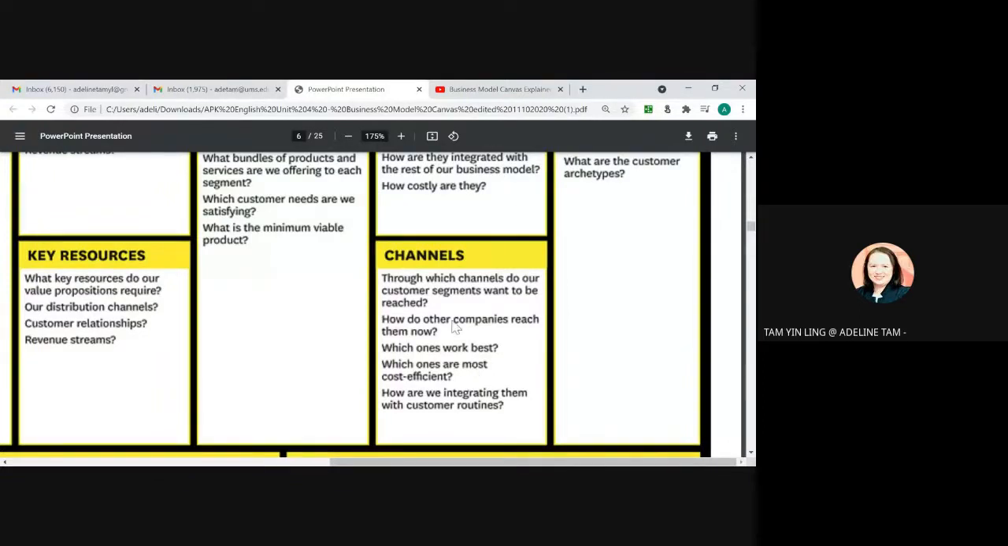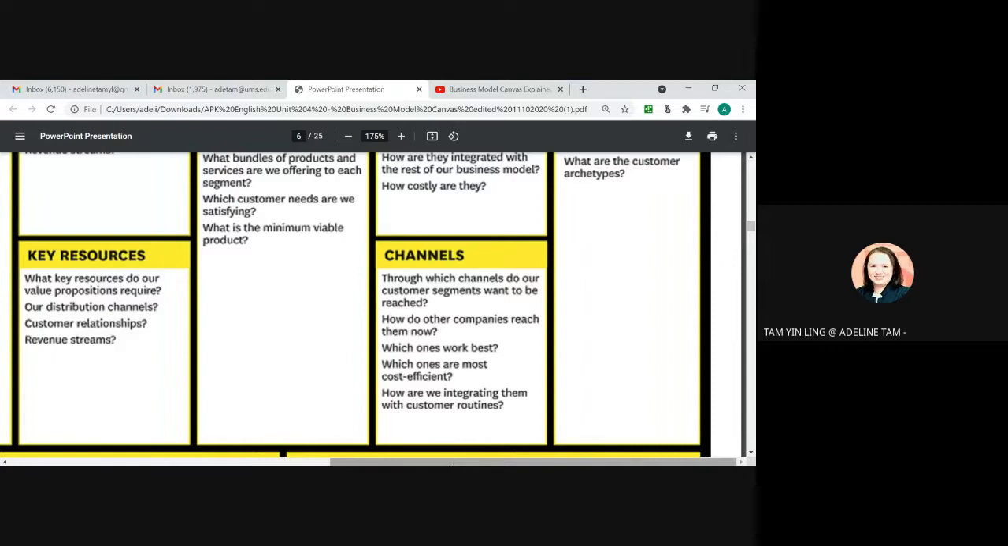So you also think of how other companies are doing. Which ones work best? Which ones are most cost efficient? The cheapest, the easiest way to do. And how are we integrating with the customer routine?